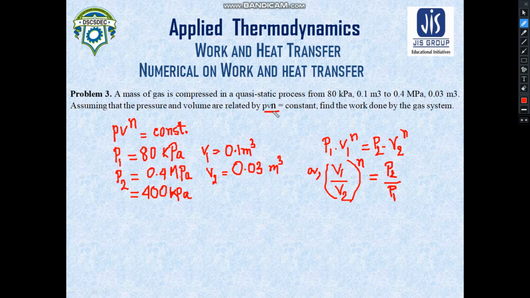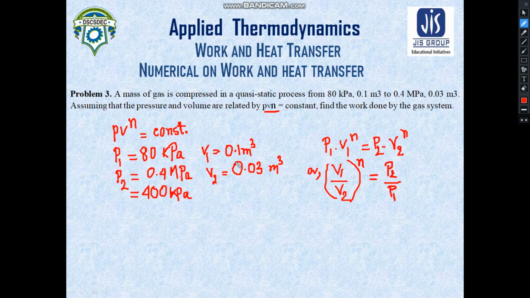Okay, PV to the power n equal to constant. Find the work done by the gas system. So we are going to calculate the work done by the gas system. Now the information which is available here: pressure 1, that means the initial pressure, is given as 80 kilopascal.